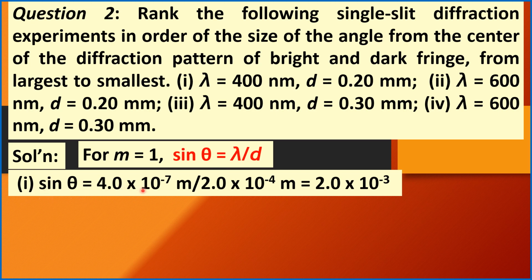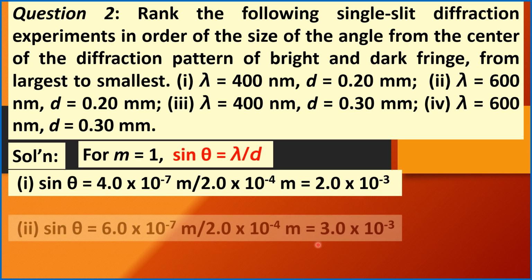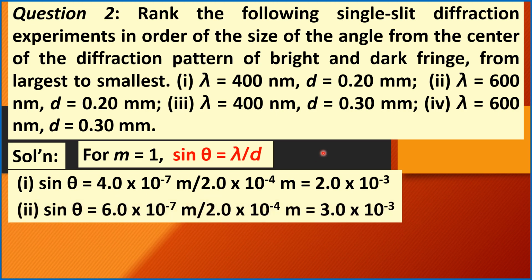The given wavelength is 4.0 times 10 to the negative 7 meters divided by the width of the slit, 2.0 times 10 to the negative 4 meters, and the ratio is 2.0 times 10 to the negative 3. Now for case 2, the same formula. Lambda is 6.0 times 10 to the negative 7 meters and the value of d is 2.0 times 10 to the negative 4 meters. So the ratio is 3.0 times 10 to the negative 3.